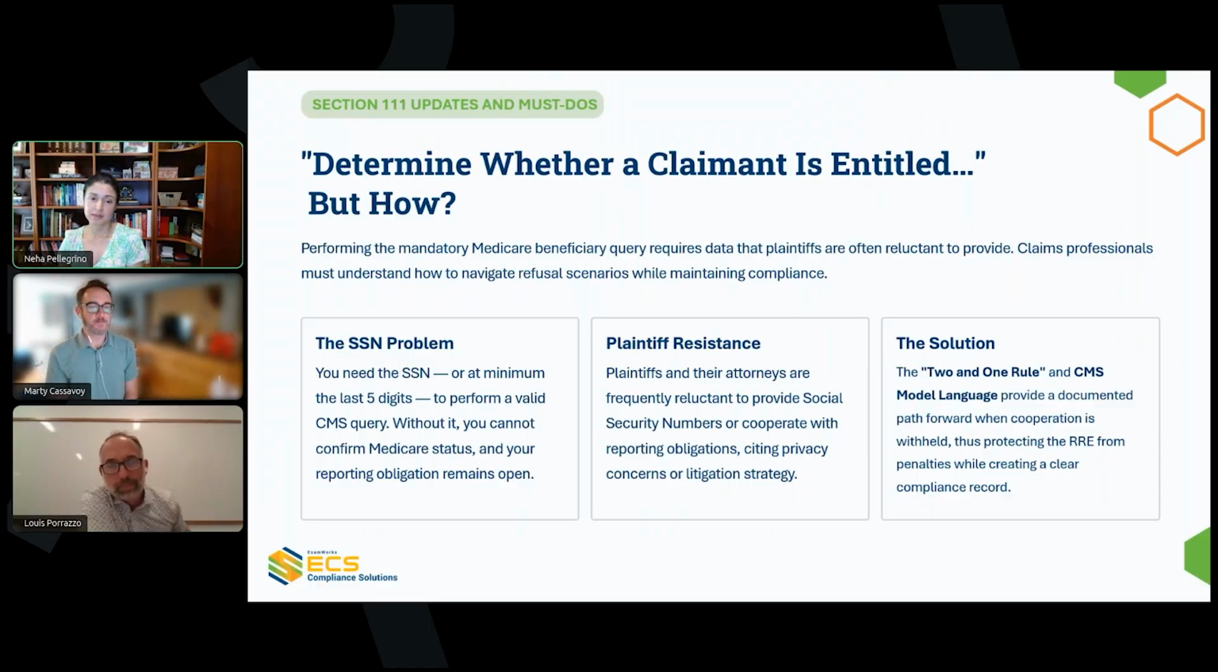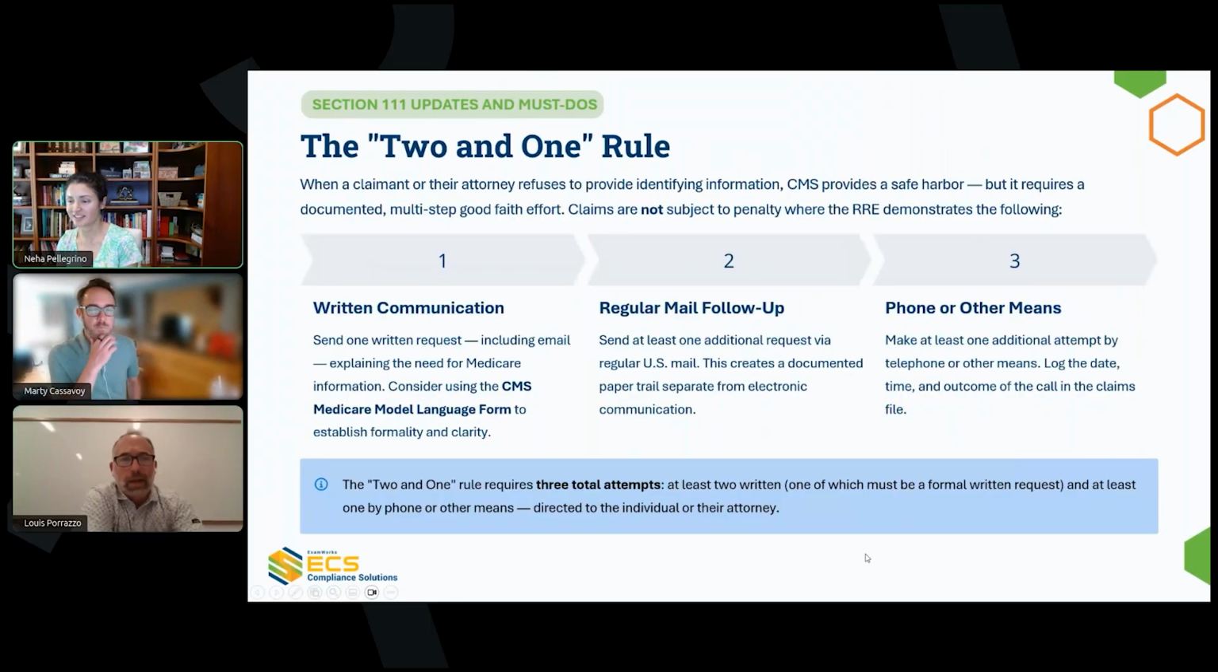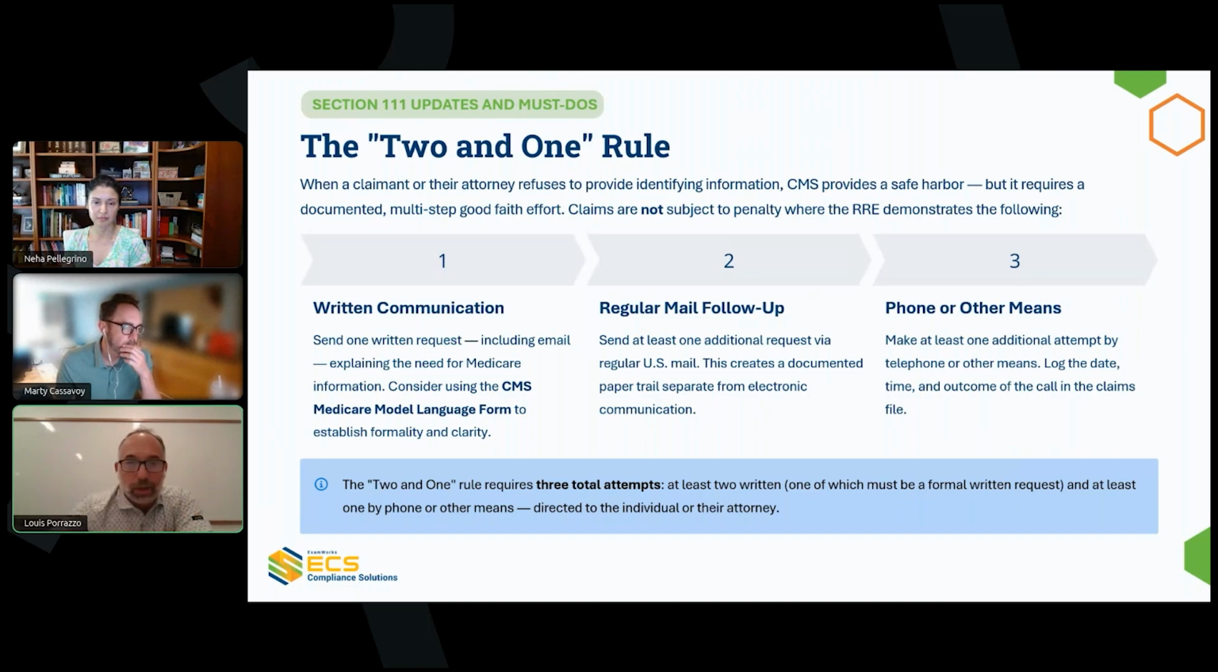But it matters because CMS has established a safe harbor for these situations. And that regulation is referred to as the 2-in-1 rule. So Lou is going to take us through the steps to demonstrate compliance under this rule. Yeah, thanks, Neha. So when a beneficiary or when a claimant or their representative refuses to provide identifying information, Medicare has provided this safe harbor, but it requires documentation on your part.